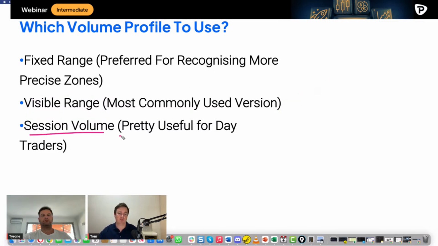There's also session volumes, which is incredibly useful for day traders and scalpers. So if you're interested in those, I would check them out.